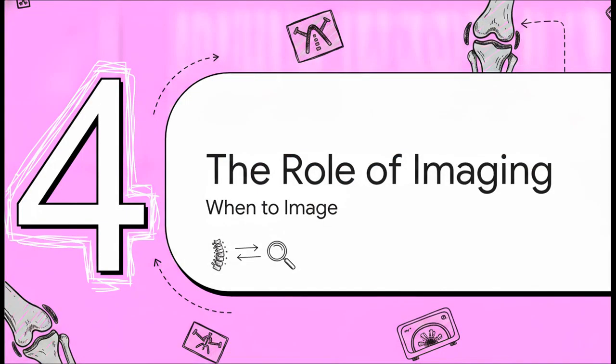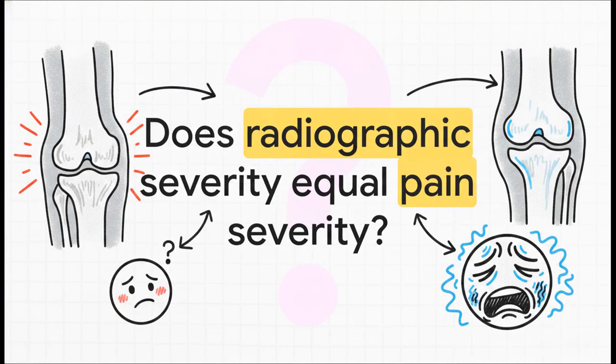Section 4. The role of imaging. Let's talk about a major crossroad in our clinical journey, deciding when to actually get an image. Look, a huge pitfall in our clinics is assuming a one-to-one correlation between what we see on an X-ray and what the patient is actually feeling. Come on, we've all been there, right? We look at a horrific bone-on-bone radiograph and expect the patient to be in agony. Or conversely, we see a pristine joint space and dismiss their severe pain.